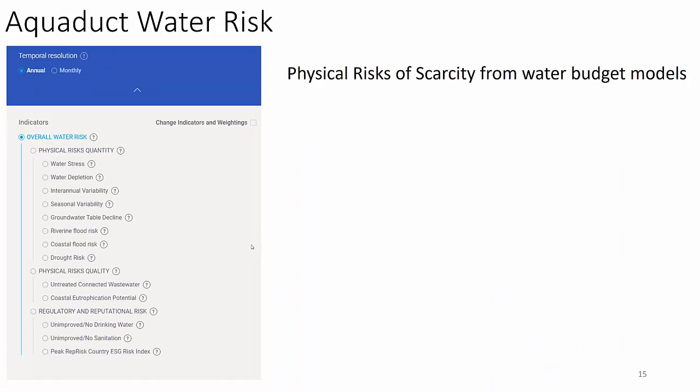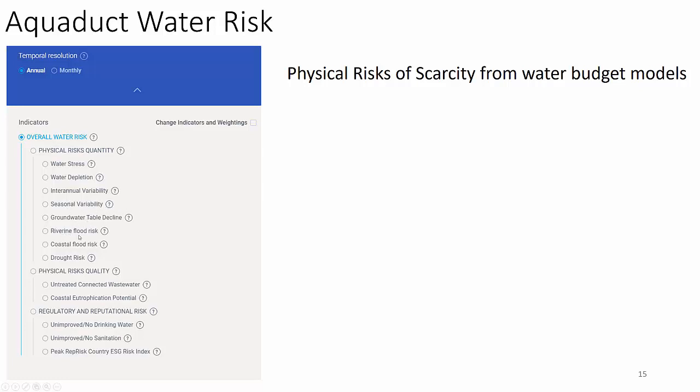Physical scarcity, or physical risk of scarcity from water budget models, really is what water risk means. So we have a number of types of water risk. Water stress, which really is the amount of water available over the water needed. Water depletion, which is the change of water available over water needed. Interannual variability, the change over each year. Seasonal variability, the change over the 4 seasons of the year.